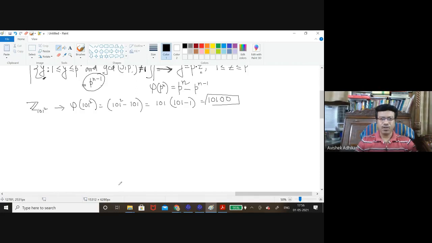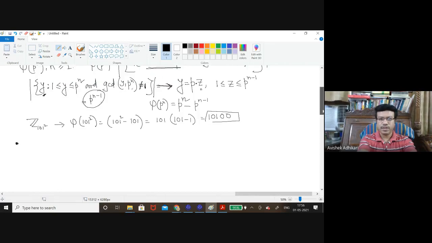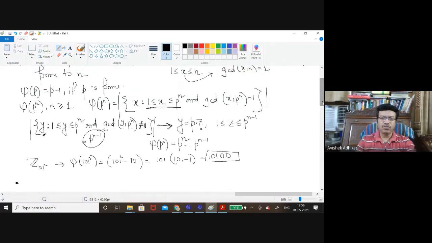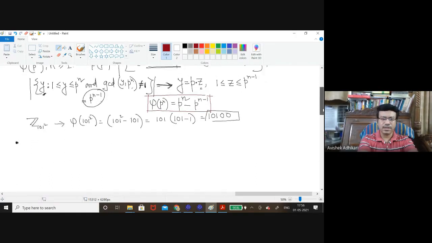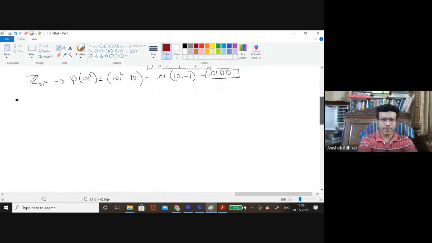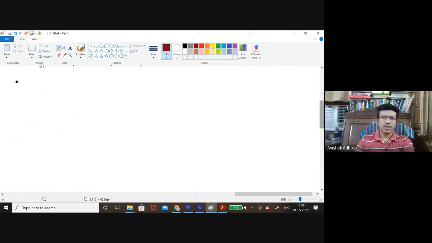So that way the Euler phi function plays an important role. Another very interesting property regarding the Euler phi function: is this part clear to all of you? Yes, sir. So you just need to remember this formula. This is very important. Again, when we study the RSA cryptosystem, this Euler phi function will play an important role. And the next property is also very important.